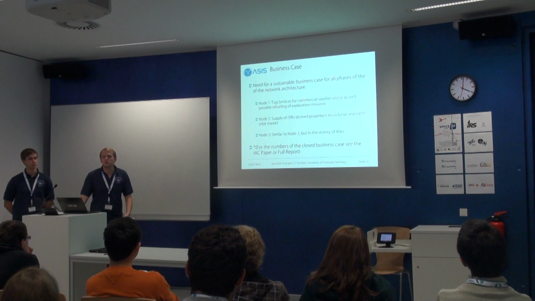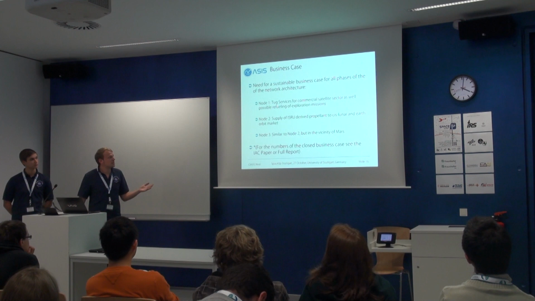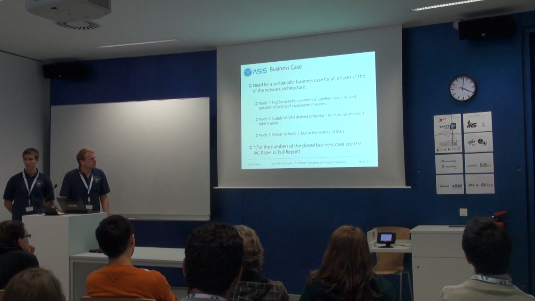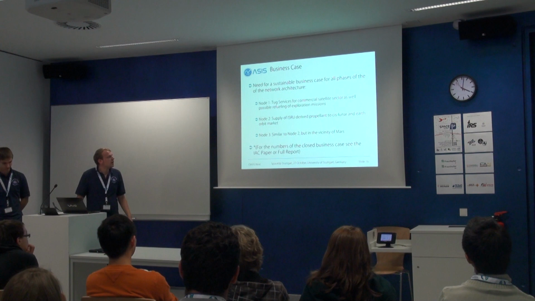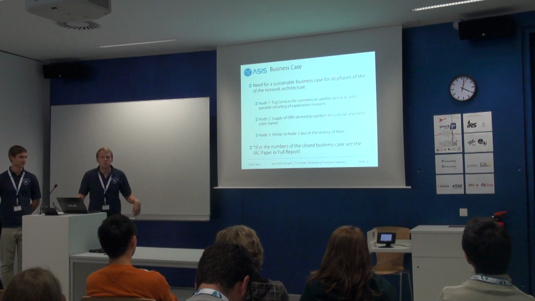For node 2, this is augmented. It's still serving the same market, but it's serving it from the less expensive source of in situ resource utilization on the moon. And then also servicing other markets in space. And then node 3 is similar to node 2, but in the vicinity of Mars. For all the numbers, feel free to check out our IAC paper or the full report, which is on our website, which you'll see the link for later.